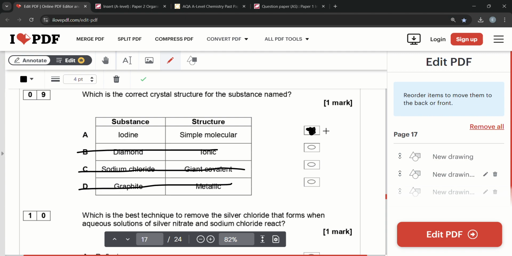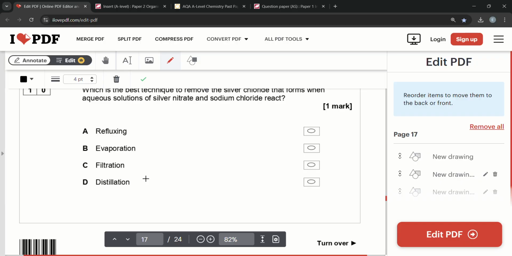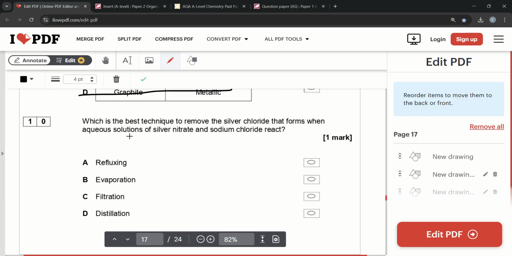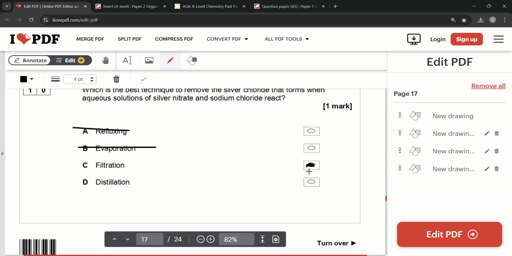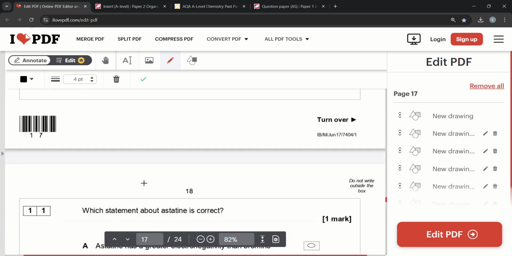So this is basically an AO1 question, because it's just testing your knowledge of the structures of each substance. Question 10. Which is the best technique to remove the silver chloride that forms when aqueous solution of sodium nitrate and sodium chloride react? Refluxing, no. Evaporation, no. Filtration, yes. Distillation, no.